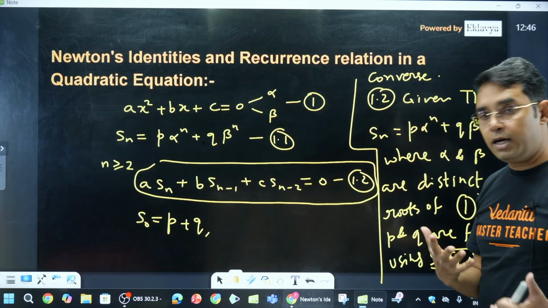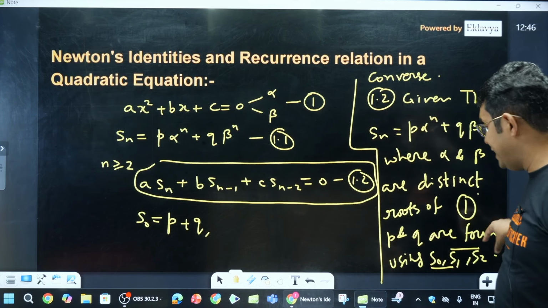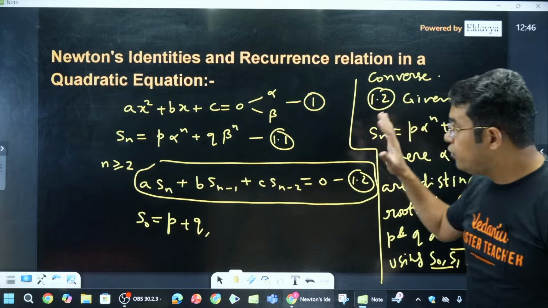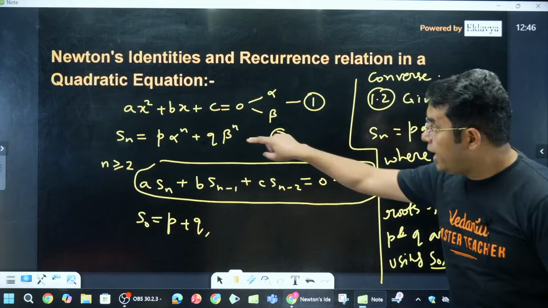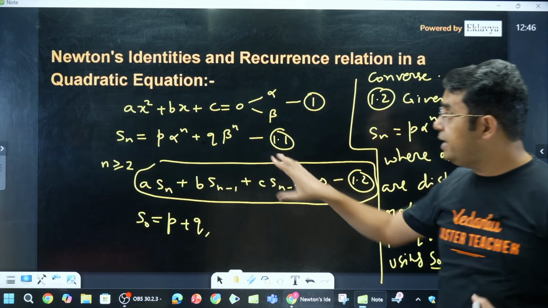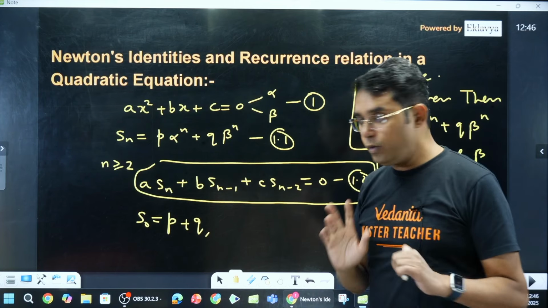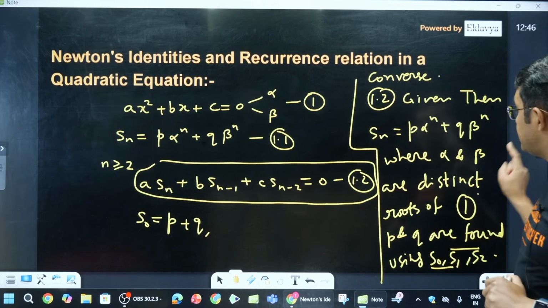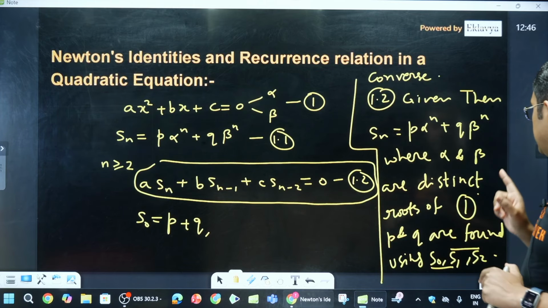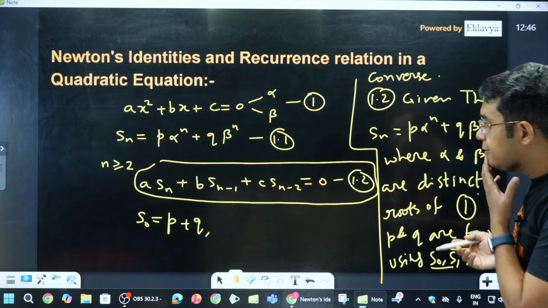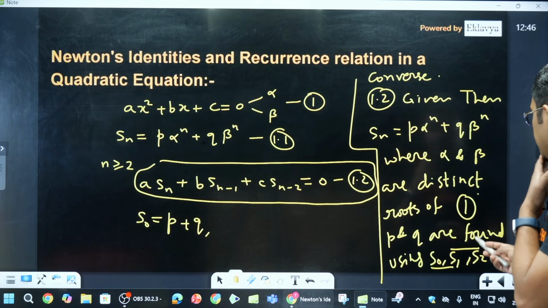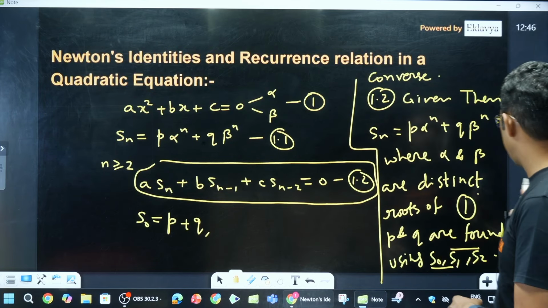So only two unknowns are there. If you know S0, S1 or S1, S2, you will be able to find p and q also, and that p and q will give you any number of terms; like S100 you want, you can find it directly. Now two things. One, I said distinct roots. One more thing, how to find p and q, I have already mentioned.